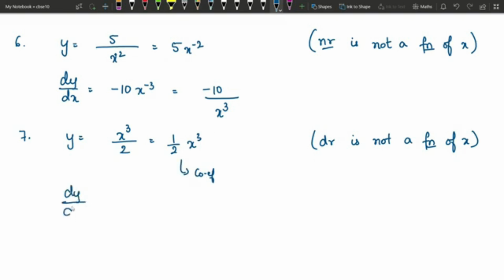Now you know how to write dy by dx, right? Coefficient into power, that is 1 by 2 into 3 is 3 by 2 into x power 1 less. So x power is 3, 1 less is 2. This is going to be the answer, 3 by 2 x square. Again here we have not applied quotient rule. So remember, to apply quotient rule, both numerator and denominator should have the variable x. If only one of the numerator and denominator has x, then you are not applying quotient rule. You just bring it to the numerator and solve it like a normal function.